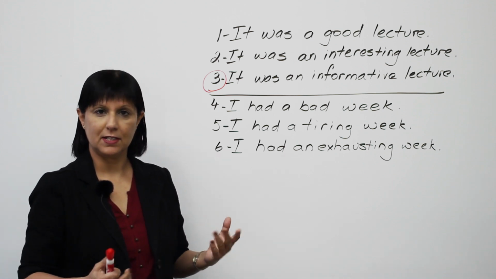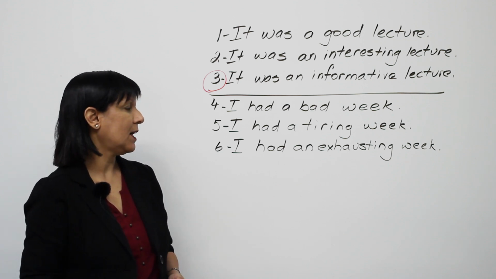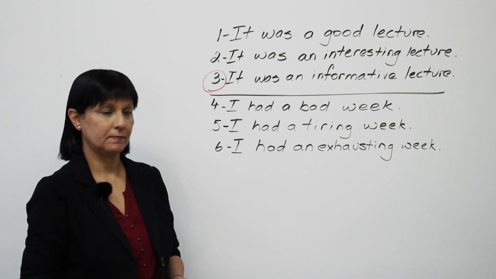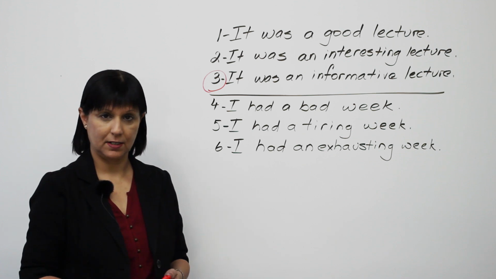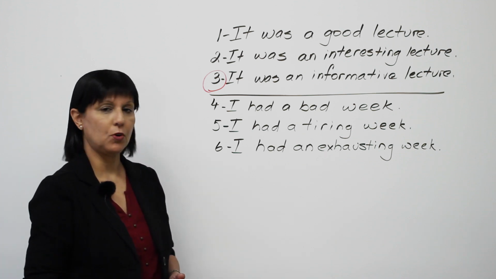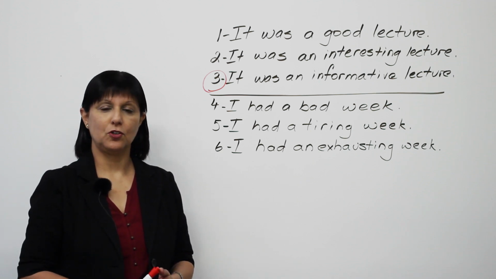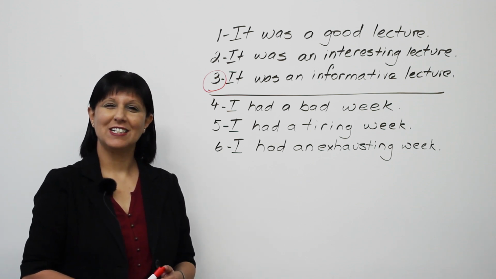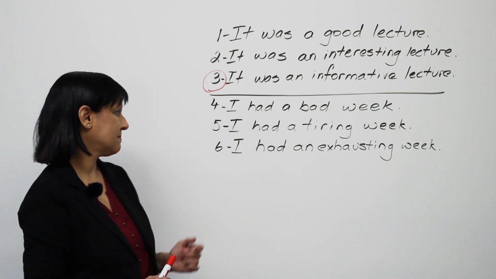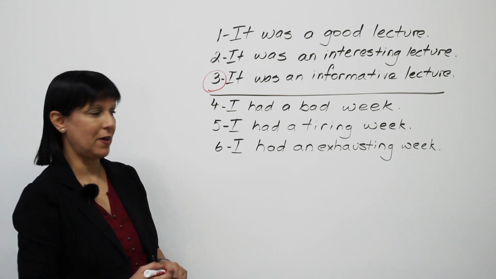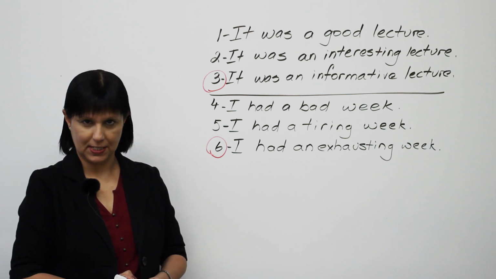Let's look at another set of sentences. Number 4 wrote, "I had a bad week." Student number 5 wrote, "I had a tiring week." And student number 6 wrote, "I had an exhausting week." Again, put on your professor's cap and tell me which student do you think should get the best marks? Which one? Well, according to me, it would be student number 6.